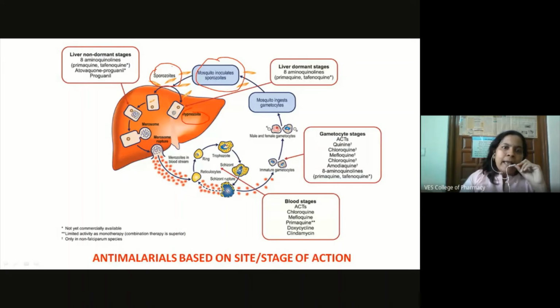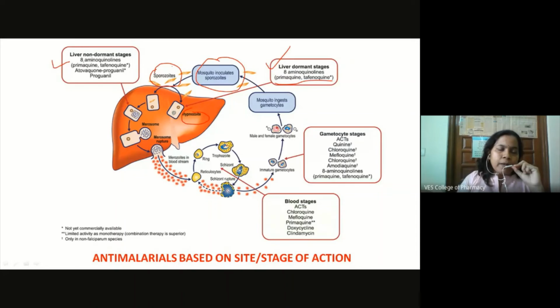So you can have two types of drugs acting on the liver, two types of antimalarials. The ones which act on the dormant stages of the sporozoites, and the ones which act on the non-dormant forms, which are actively replicating, where multiplication or conversion goes on. When we're talking about the antimalarials which act on the dormant stages, it is mainly restricted to the 8-aminoquinolines. Nowadays that is primaquine, and there is a new drug, tafenoquine, which we don't have in the syllabus, but we will definitely talk about primaquine in detail.